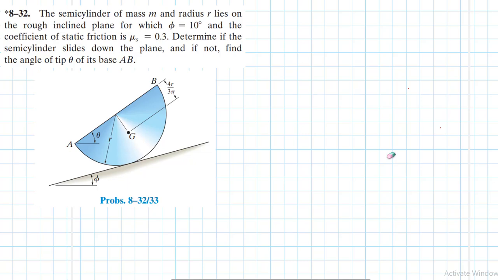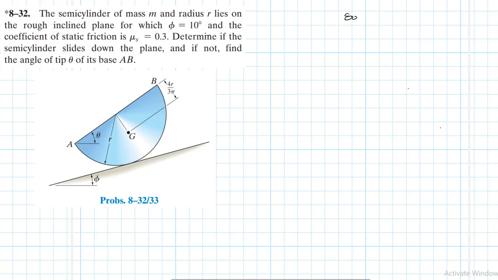We are going to be solving this engineering mechanics problem, and it reads: the semi-cylinder of mass m and radius r lies on the rough inclined plane for which phi is equal to 10 degrees, and the coefficient of static friction is mu s equal to 0.3. Determine if the semi-cylinder slides down the plane, and if not, find the angle of tip theta of its base AB.